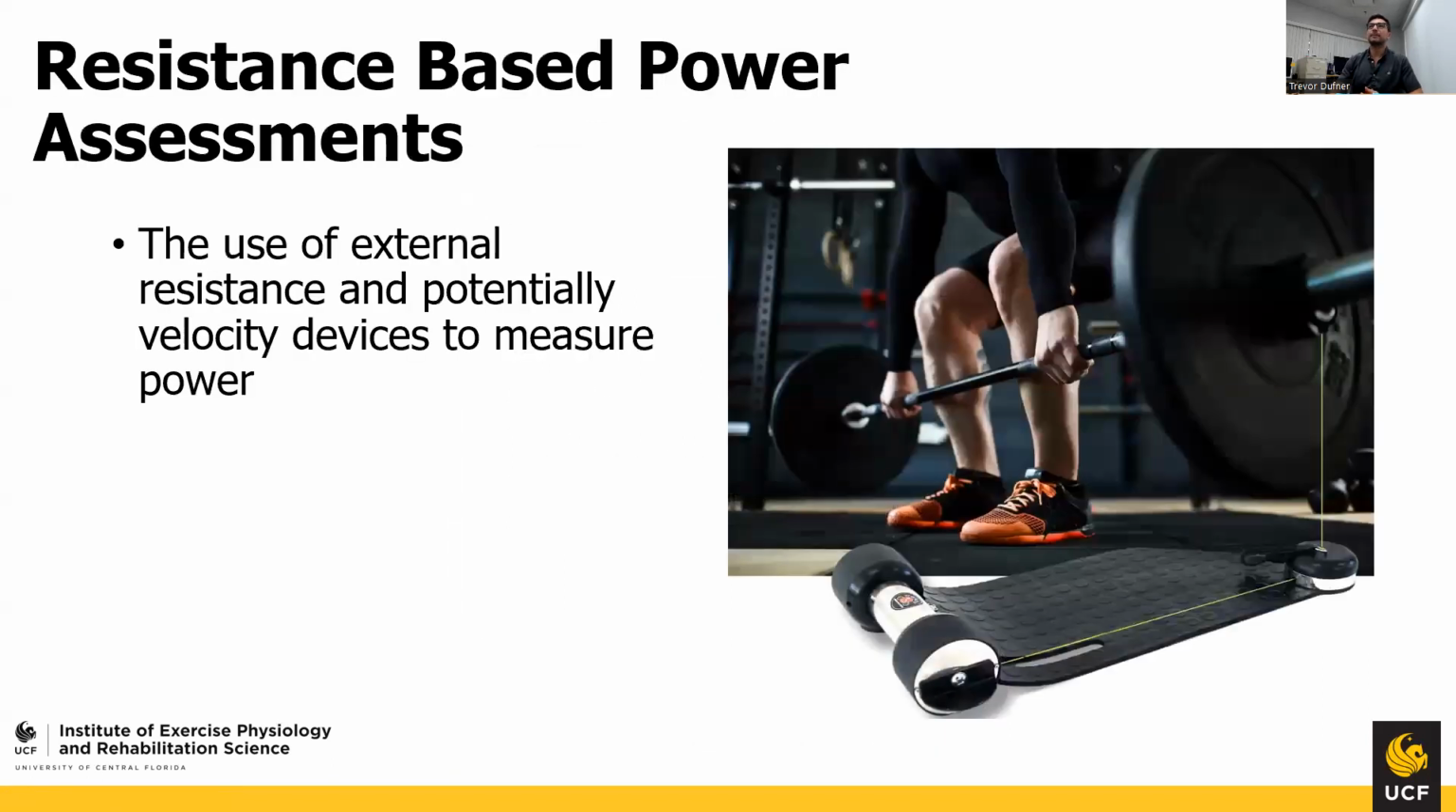Right, and then another resistance-based power assessment is a load or velocity tracking program. So you see here, this is a Tendo unit. Essentially this unit would be on the floor. You would attach the strap to the end of the bar right there, and you can track the movement speed of that lift over time. And therefore, if you know the speed of the movement, then you know the weight of the movement, because you're the one that put the plates on the bar. You can estimate their power, or actually calculate their power.